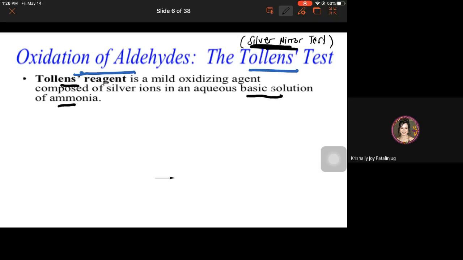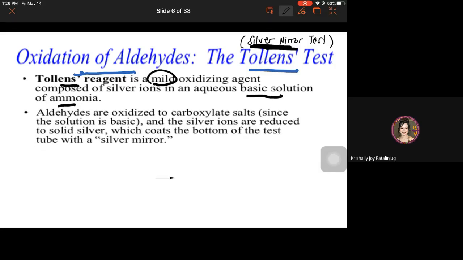In general, this is a mild oxidizing agent. So how does the reaction go? It is the same concept as the oxidation of aldehyde. It will form a carboxylic acid, but it is a salt.